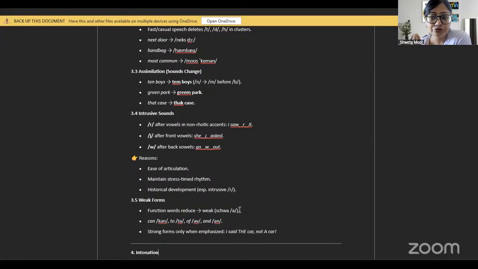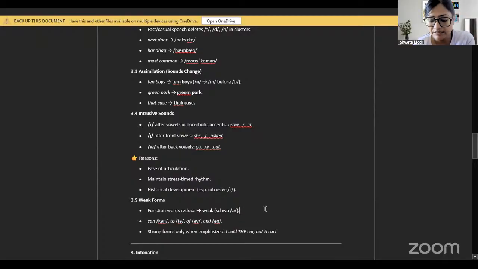So it's not wrong if you stop there, intrusive R, but mostly we just skip that because of the historical development, because of the ease of articulation, and to maintain the stress-timed rhythm. Don't worry if you have any problem with this, because I'll make a separate video to explain what is intrusive sound and what is non-rhotic accent.